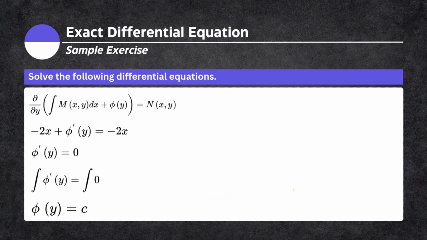Whatever is the result, you just need to equate it to our n function. We have negative 2x plus phi prime of y equals negative 2x, right? Negative 2x is our n function. Further simplify, so our phi prime of y equals 0, and to have an answer for phi of y, we just need to integrate both sides. So this will give us phi of y equals c.